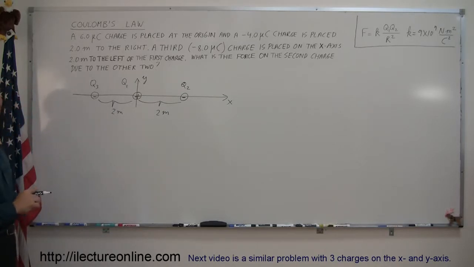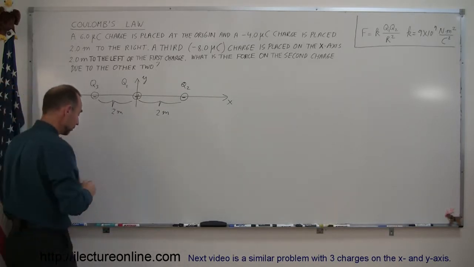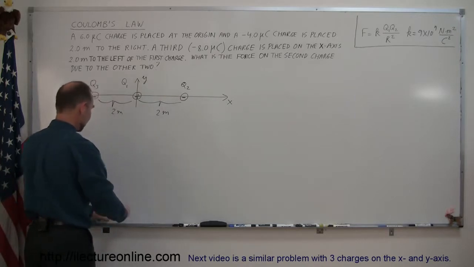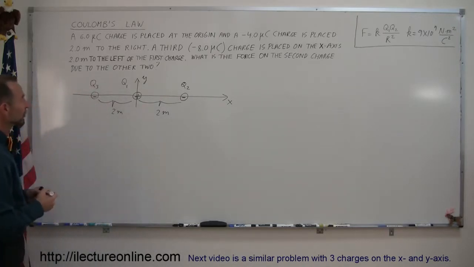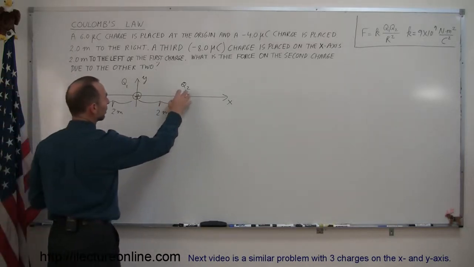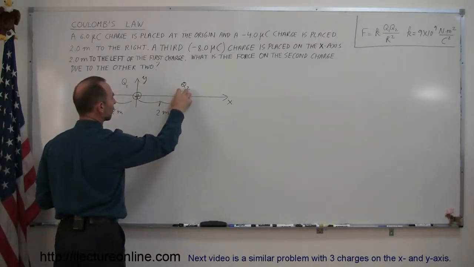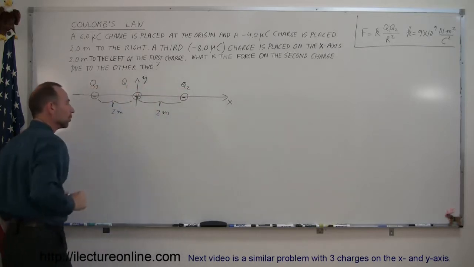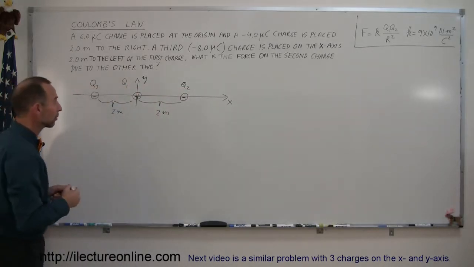Now, where do we start? I always recommend that the first thing you do is draw vectors representing the forces acting on the charge in question here. So we're trying to figure out what the total net force is on this charge due to the presence of these other two charges. So always start with drawing some vectors.